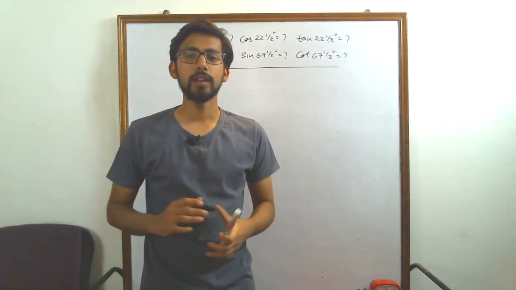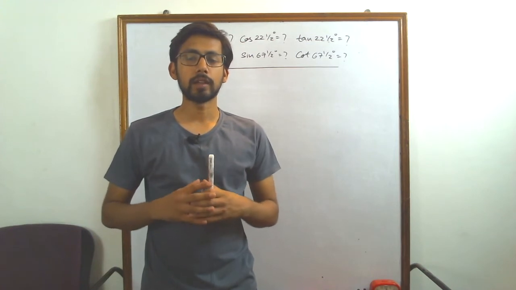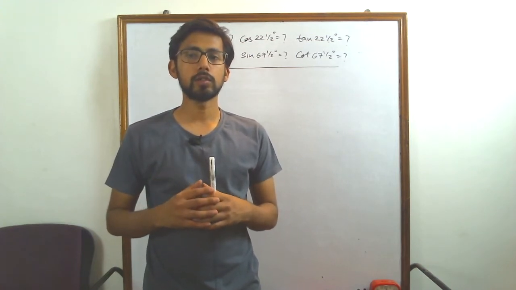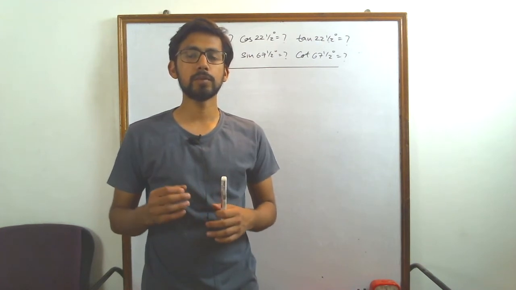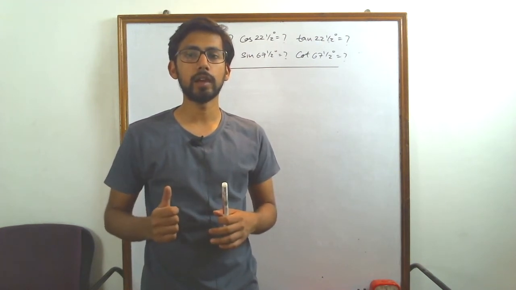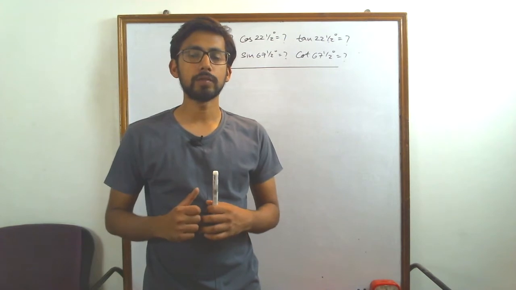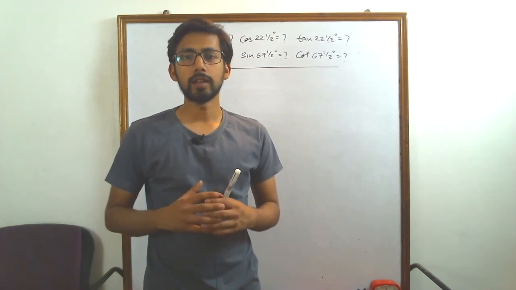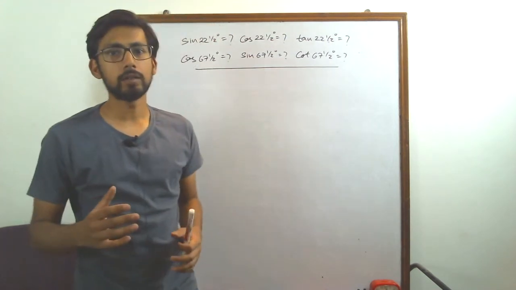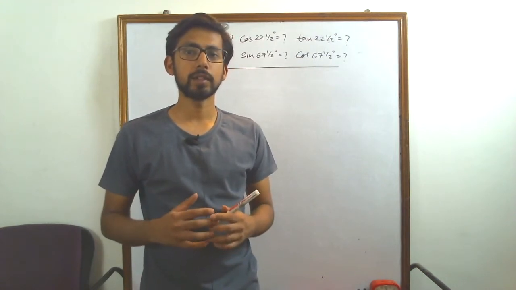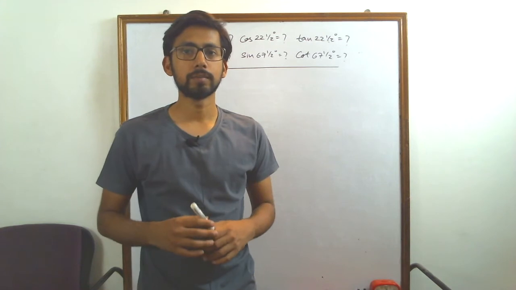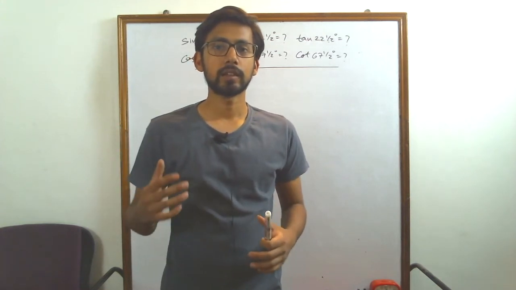My name is Maitre, and in this video we are looking at the values of the trigonometric ratios for the angle 22.5 degrees. That means we are finding the value of sine 22.5 degrees, cos 22.5 degrees, tan 22.5 degrees. That is same as the values of cos 67.5 degrees, sine 67.5 degrees and cot 67.5 degrees. So let's get into it.